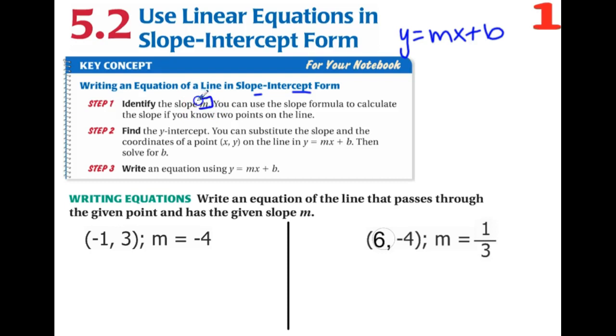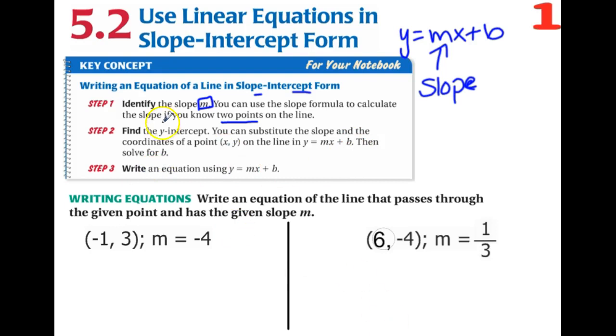Identify first our m, which is our slope, in front of the x. Do not include the x when you write slope. So you just write m is just a number, like right here, m is -4. Then, if you don't know it, use 2 points to calculate it.